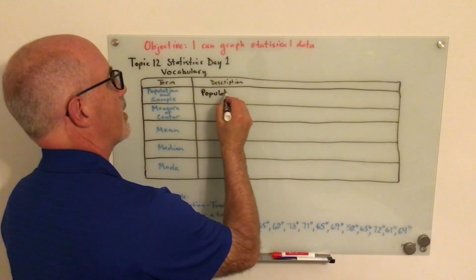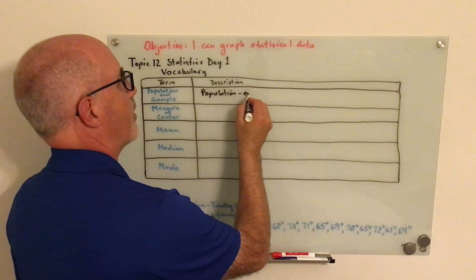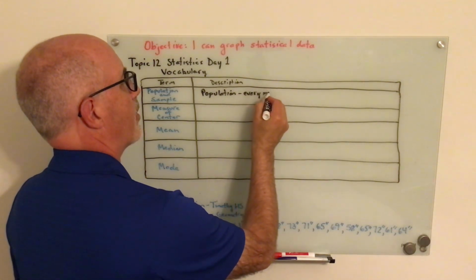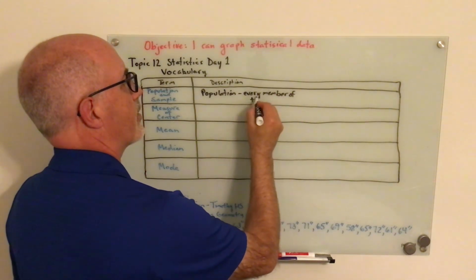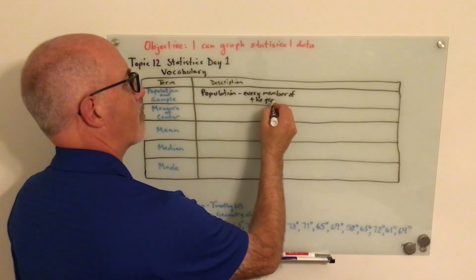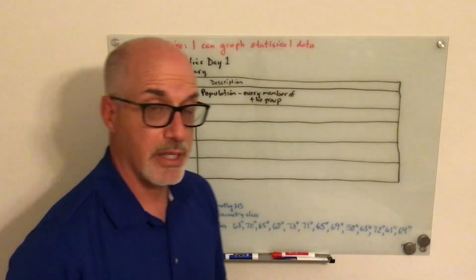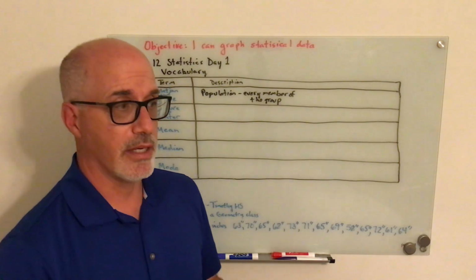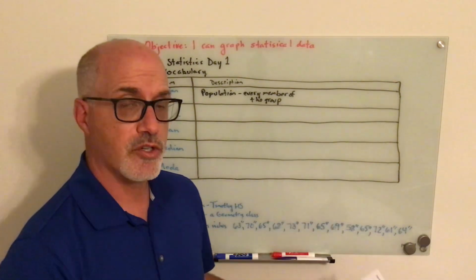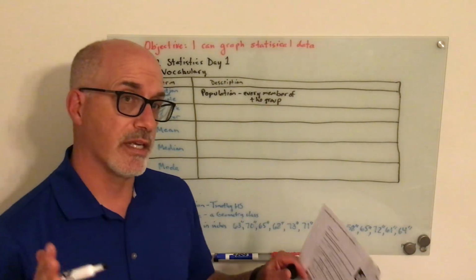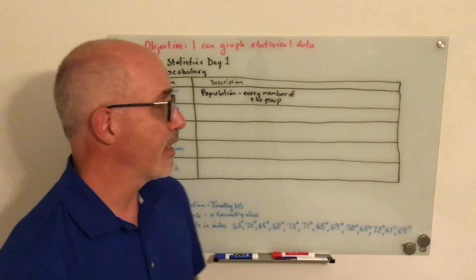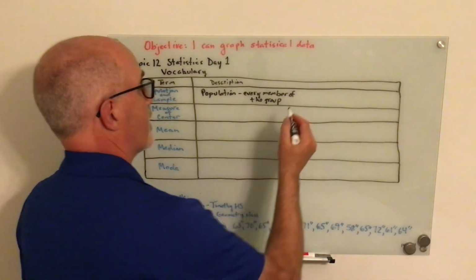Population is every member of the group. So whatever group we're talking about, the population could be the entire world, it could be of a specific country, it could be, in this case down here, we're going to talk about the population being the high school at Timothy. So the second word is sample.